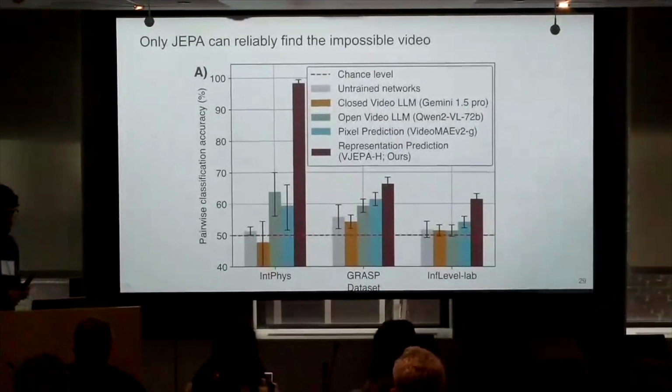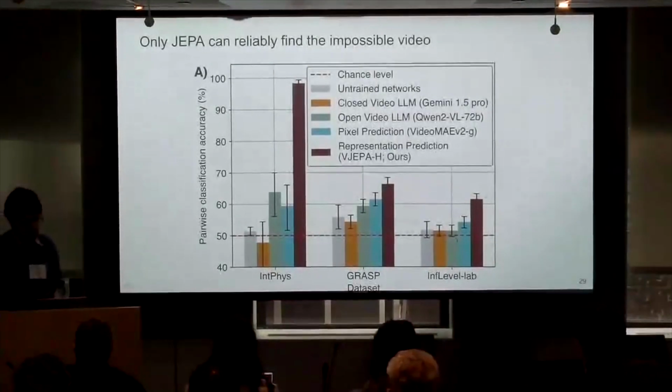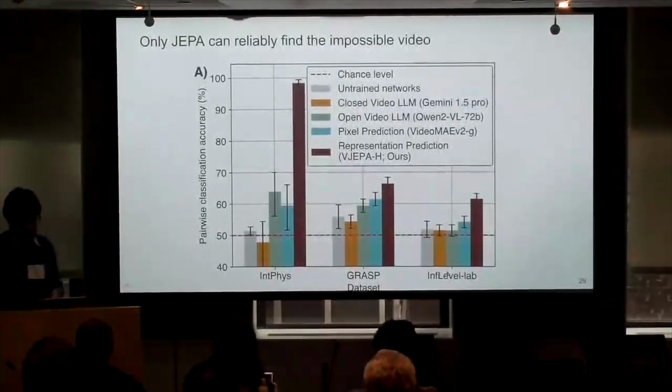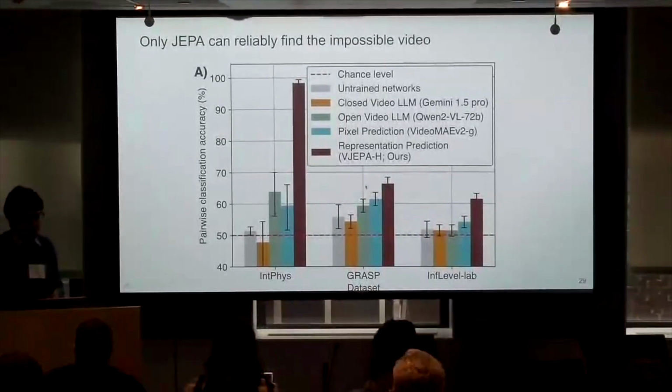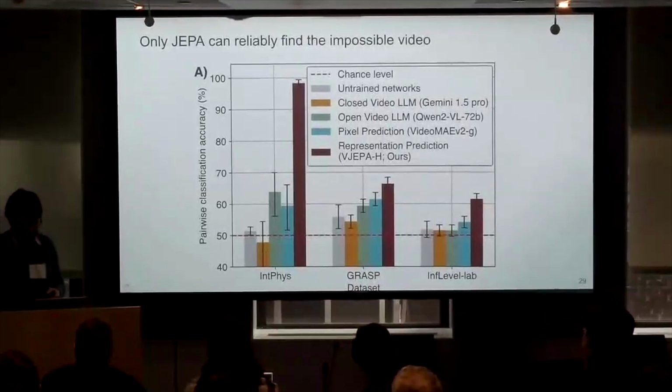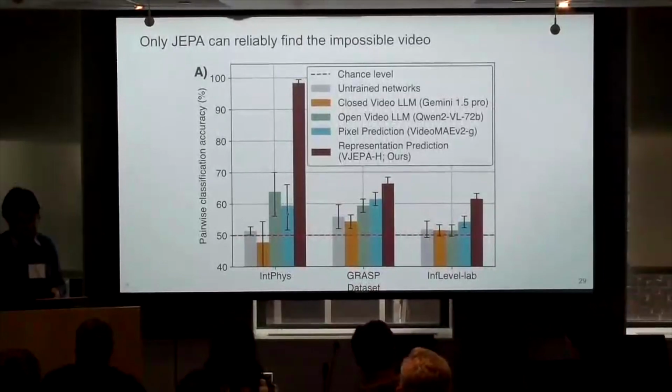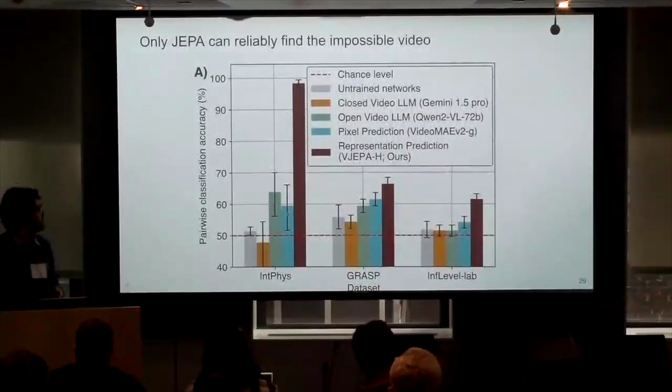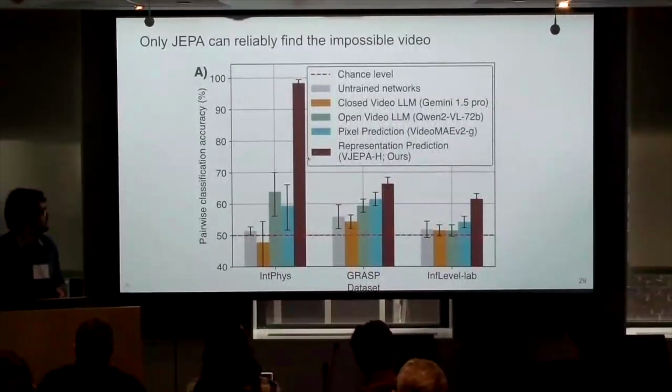So here are the main results. We have our three datasets: InFiz, Grasp, InFlavor. This is the average performance across all the intuitive physics categories. In gray, you have the performance of a random network. So same architecture, we don't train the network, we just initialize it at random. Yellow is an LLM, Gemini. Green is Qwen. Blue is pixel-level prediction, so it's a VideoMAE, a bigger model than our JEPA. And brown is our JEPA.